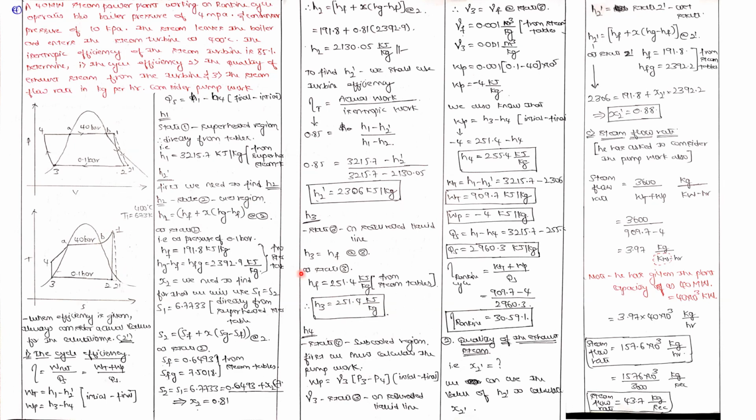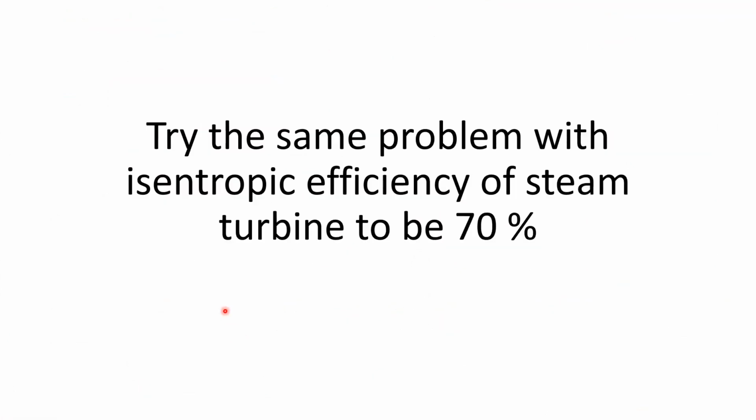After this, try the same problem. Whatever values you have taken for the previous problem that we have just discussed, try the same problem, but change the isentropic efficiency of the turbine to 70%. Initially it was how much? 85%. Now do the same calculation considering the efficiency of the turbine to be 70%, and that would be your problem for practice. Any doubts, you can contact me anytime.